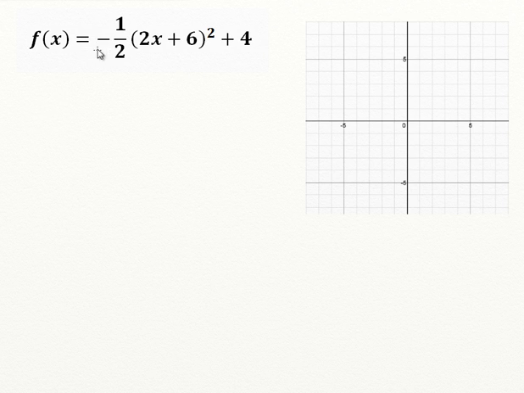Now, when I first look at this function, I can see a couple of things right off the bat. There is a negative 1/2 in front of the function, and the negative is going to give me a reflection in the x-axis. It's going to open down instead of up. The 1/2 is a compression, so we are going to be squishing the parabola vertically. If I look at the very end with the +4, that's a vertical translation, and that's going to move the entire shape up by 4.